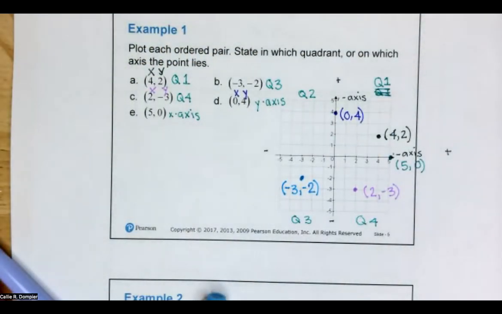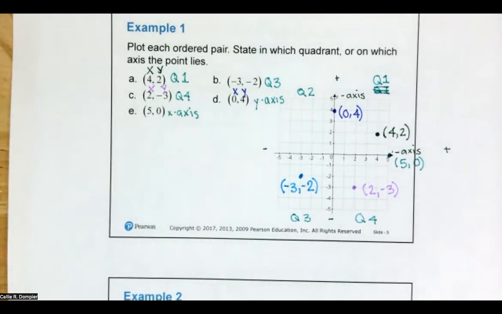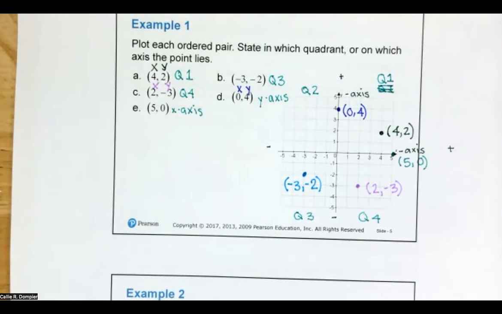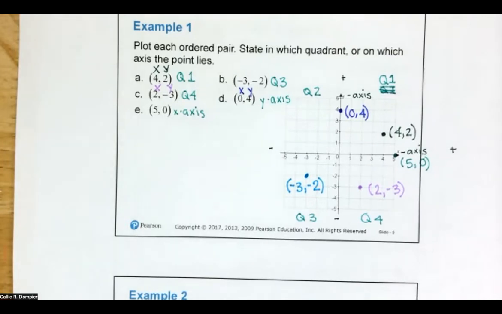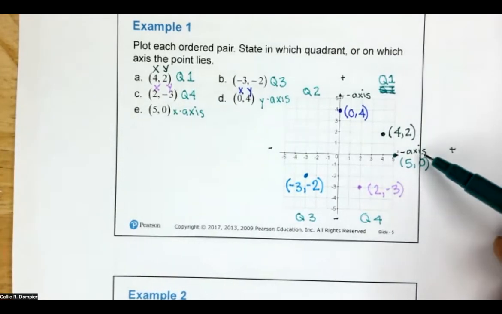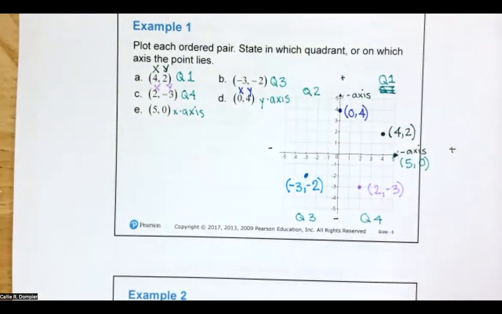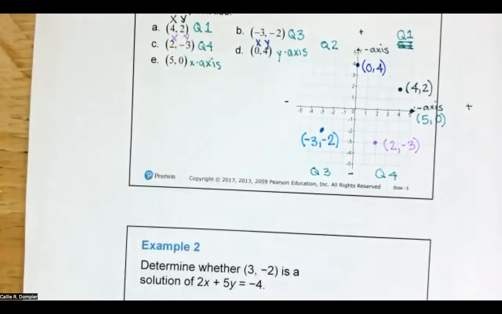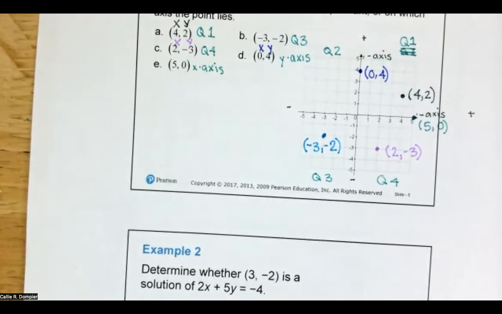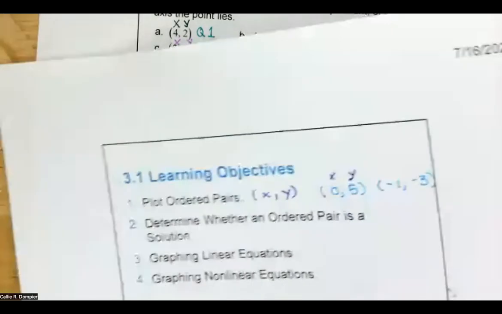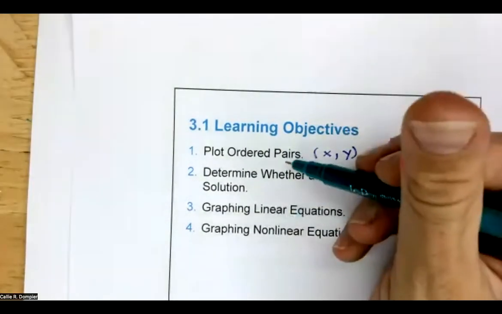Any questions about plotting an ordered pair? You can also call it graphing an ordered pair or graphing a point. All right, so those are the quadrants and the axes. This is not in a quadrant, this is just on an axis. This is not in a quadrant, it's on an axis. Good.